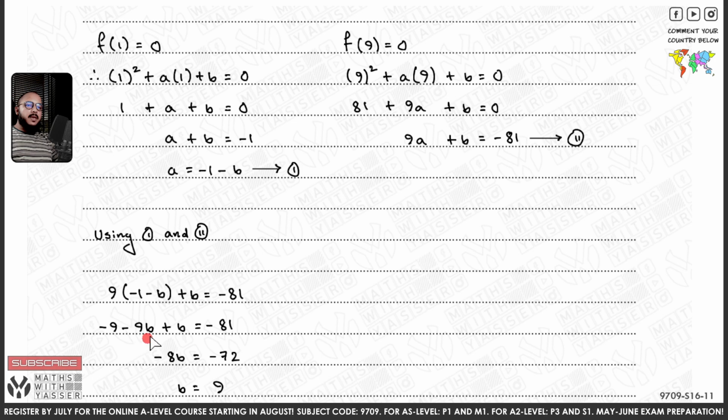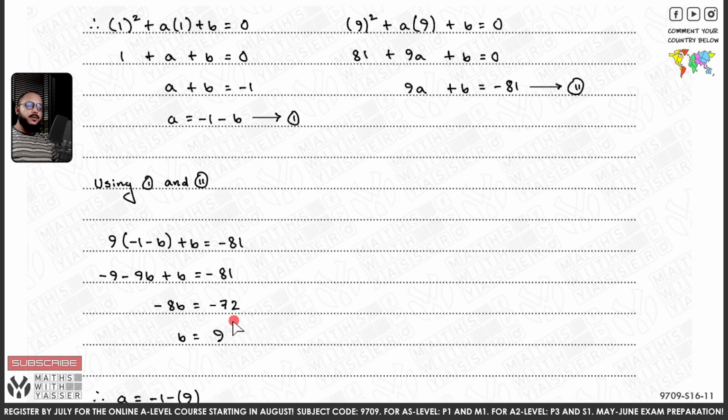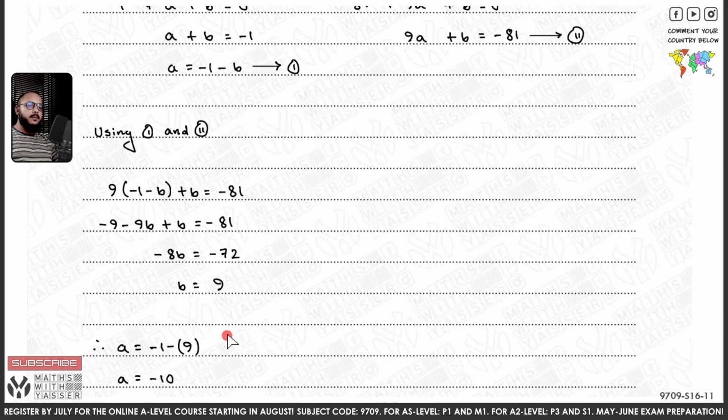So minus 9 minus 9b plus b equals to minus 81. So minus 8b is negative 72. So b is equal to positive 9. Now we can substitute this into this equation to find out the value of a. So a is equal to minus 1 minus 9, which is minus 10.